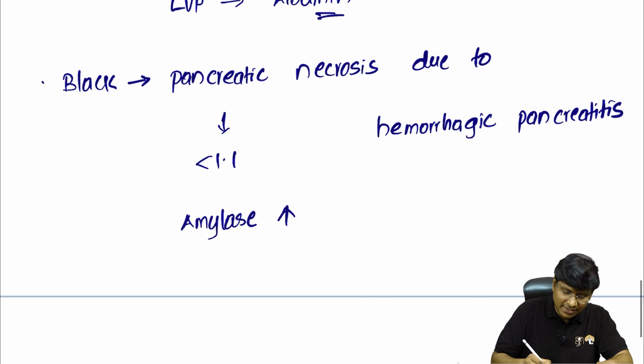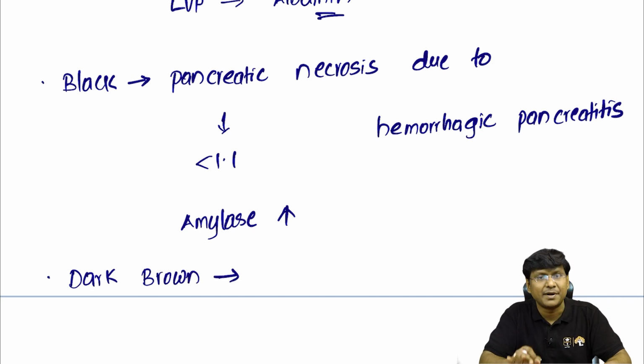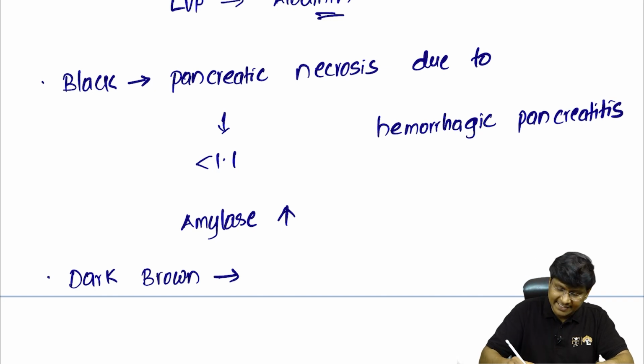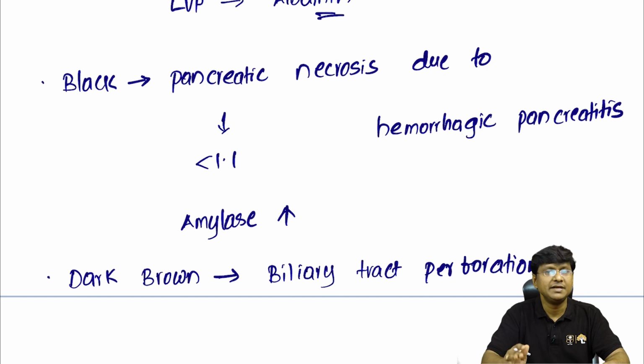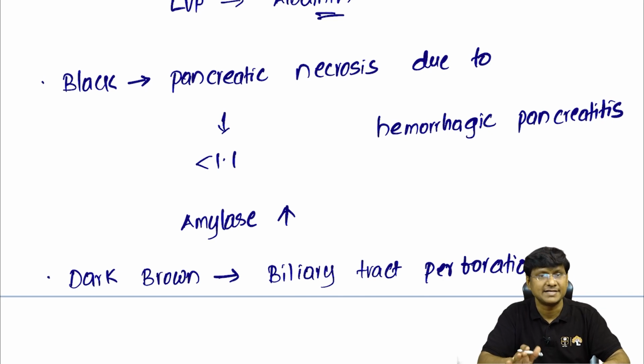Now, that is one black color. The other condition is the presence of dark brown ascitic fluid. Dark brown ascitic fluid is observed in biliary tract perforation. In biliary tract perforation, you will have dark brown ascitic fluid.